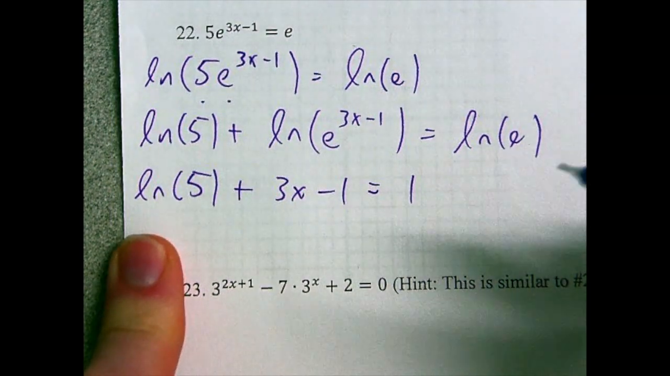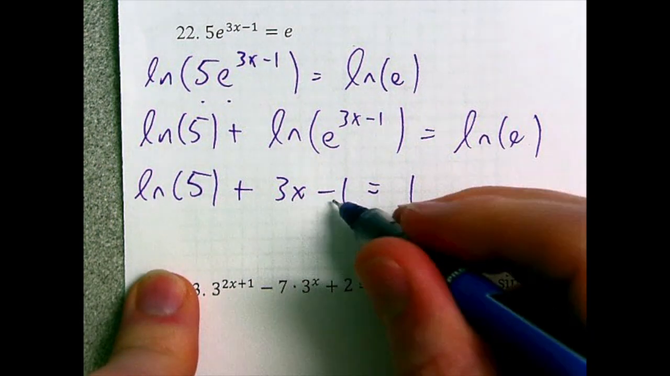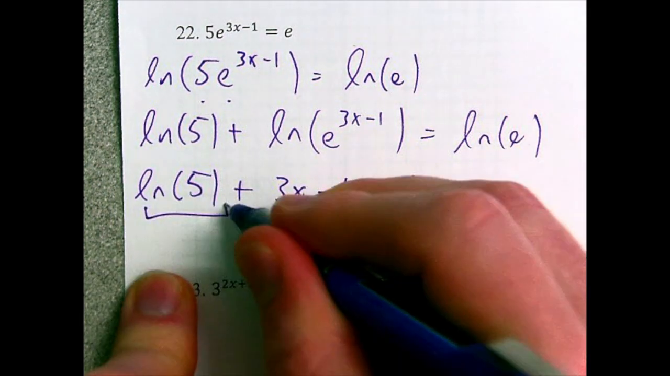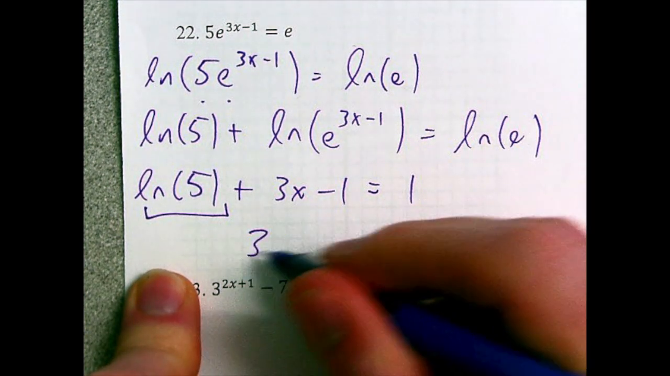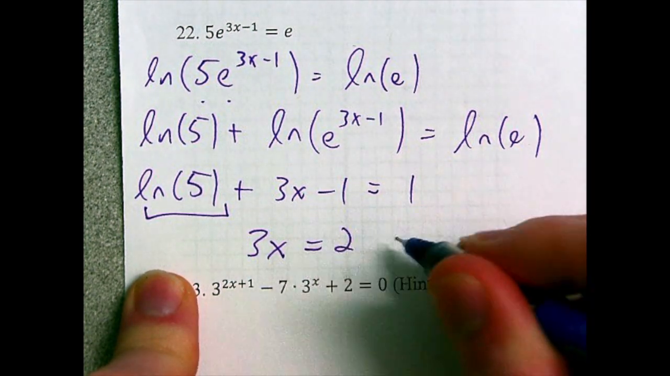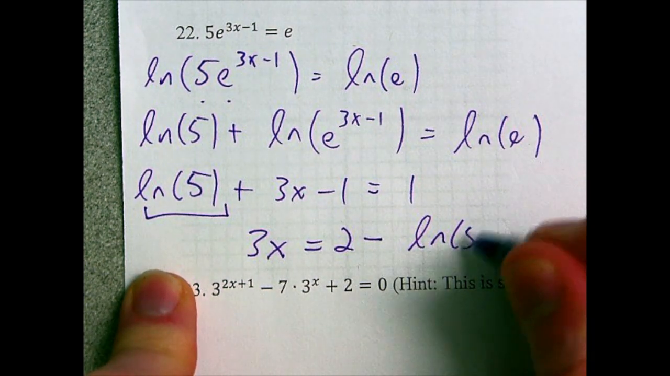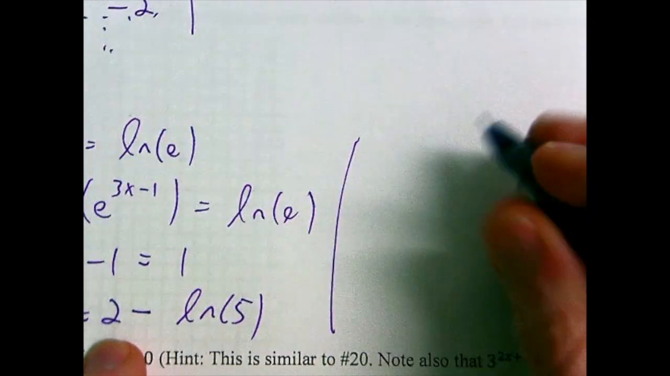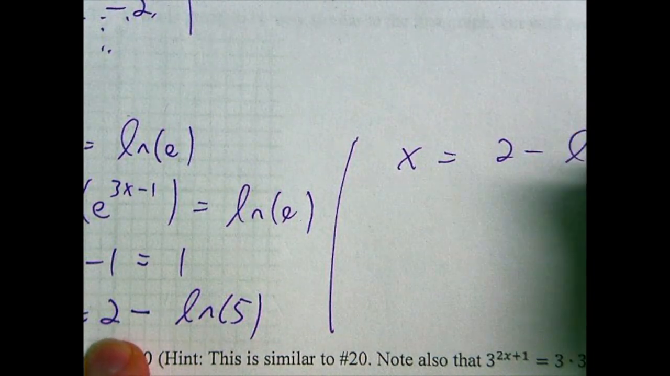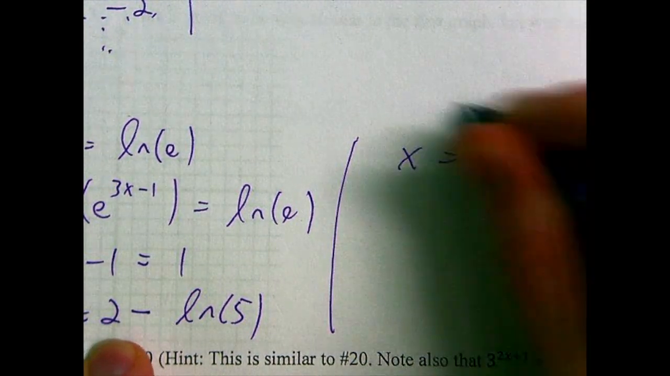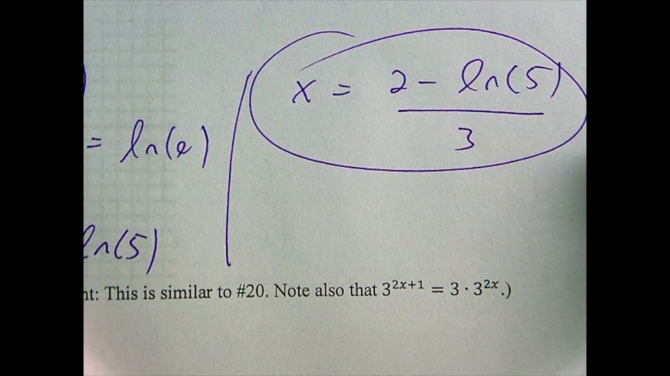All right, so now just get the x by itself. I guess add 1 to both sides and also subtract the natural log of 5 from both sides. So I have 3x is equal to 2. That's from adding the 1 to both sides. And then minus the natural log of 5. And now just divide both sides by 3. So I have x is equal to 2 minus natural log of 5 over 3. Cool. That's my answer.